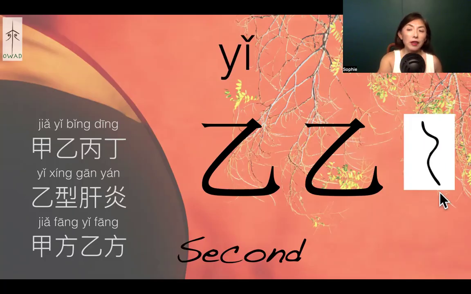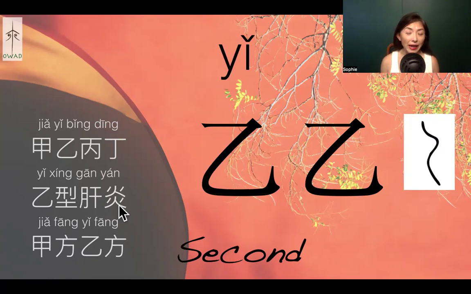So the origin of 乙 actually is this young plant zigzagging underground. In this example, 乙型肝炎, 乙 means roughly B, and 型 means type, B type. 肝 is the liver, 炎 is inflammation or infection. So 肝炎 is our liver disease description, and the whole thing, 乙型肝炎, is hepatitis B.